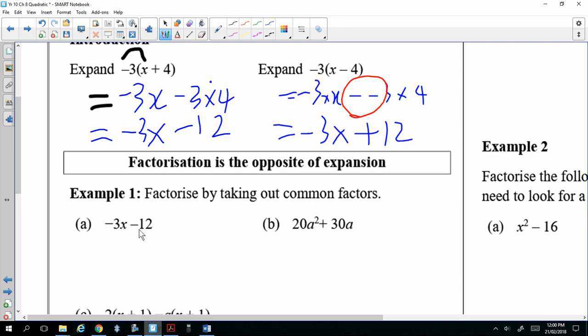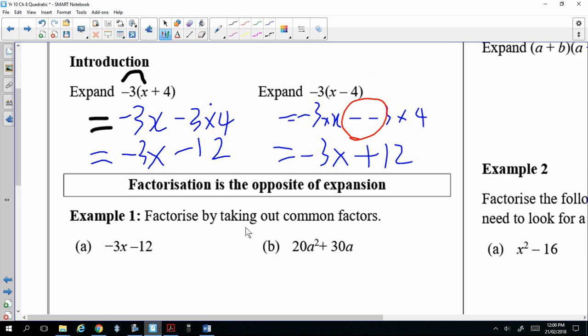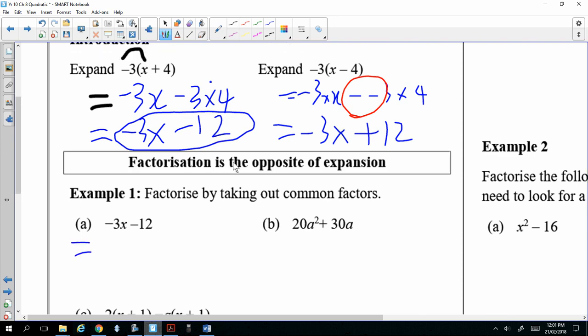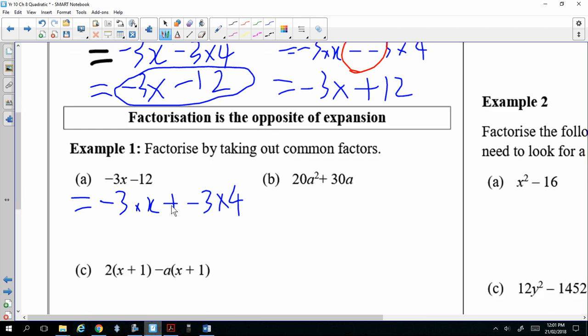So let's factorize the first one. -3x minus 12. Now, this is just the expanded version of that, isn't it? So we're going to go backwards. So how do I go backwards? Go back to step 2. So you write that as -3 times x, and then you write plus -3 times 4. Okay?